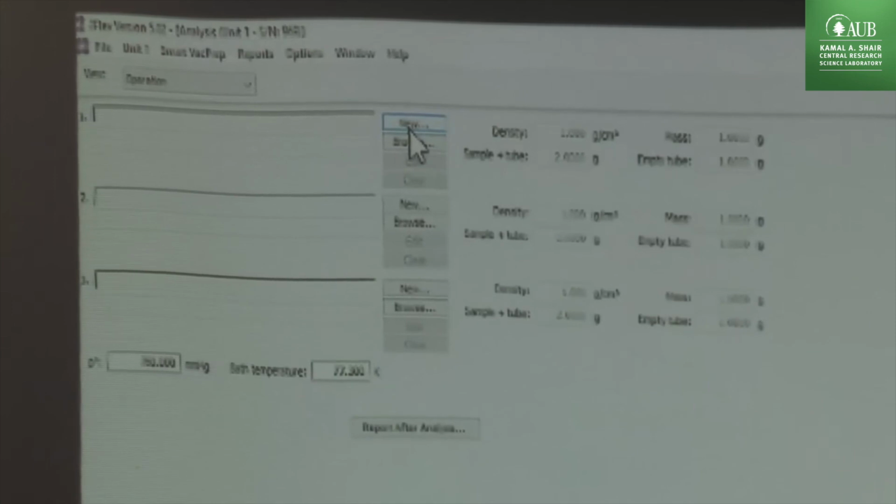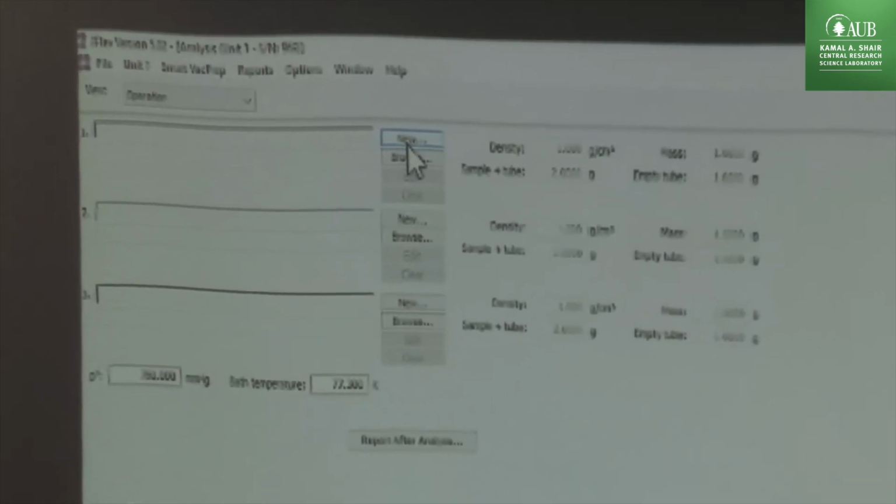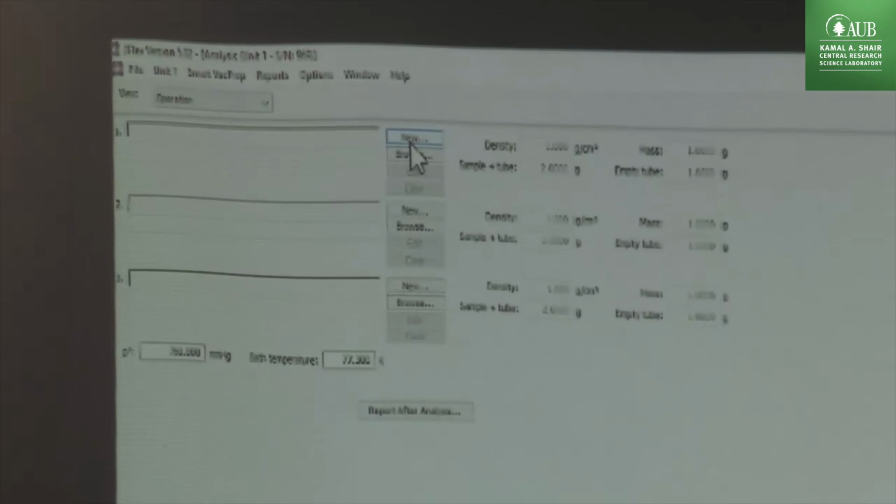So you can have different conditions for different samples, but you have to pay attention to where each one is. For example, the first one is micropore, but if you put the micropore in session number 3, it's not going to do micropores because we don't have the micropore option there. So you have to select the correct ports.